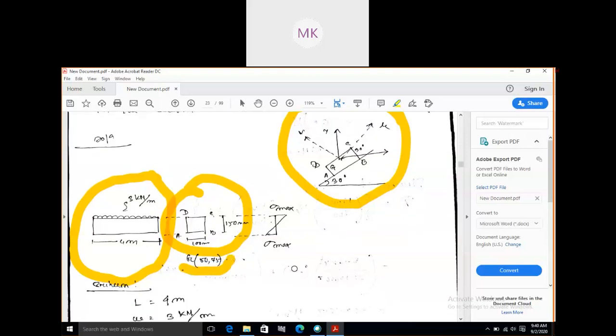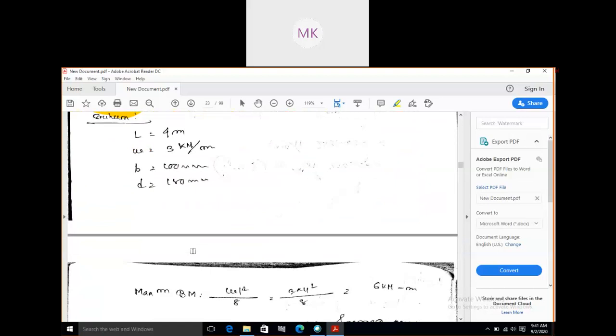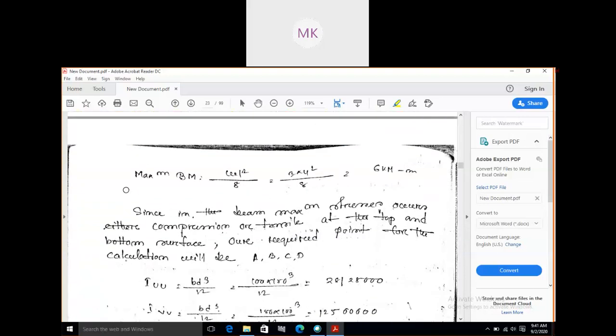Now we need to find out the sigma, the maximum stress. We need to find it at every point A, B, C, and D. These are the values already given in the question. First of all, we need to find out the maximum bending moment. For UDL, I think all of you know it is WL squared by 8. Everything is given, W and L, just put the values and you can easily find this, 6 kilonewton meter.